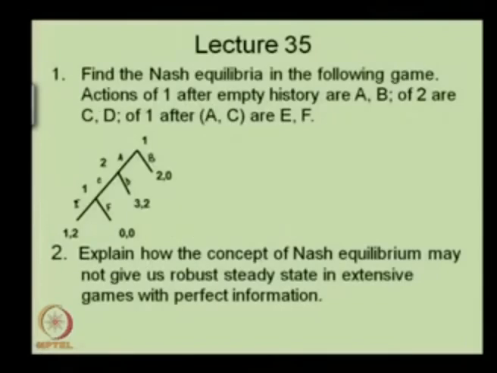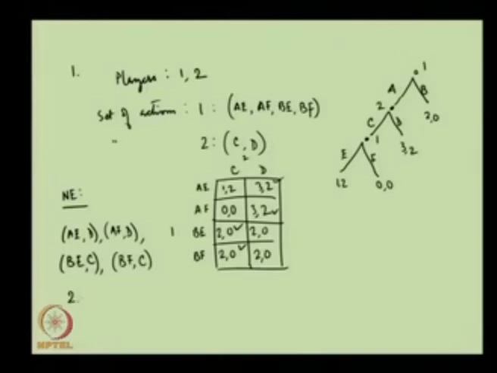Explain how the concept of Nash equilibrium may not give us robust steady state in extensive games with perfect information. Okay, to show that in extensive game with perfect information, Nash equilibrium may not give us robust steady state, let us take the example of this game itself, the game in exercise 1. And let us look at a particular Nash equilibrium, which is, suppose, BFC. Now, this is a Nash equilibrium, we know that, because given player 1 is playing B, in which player 1 is getting 2, player 2 is getting 0, player 2 can choose either C or D, it does not matter, because he is anyway getting 0 when player 1 is taking the action B. So, it does not matter what action he chooses, C or D.